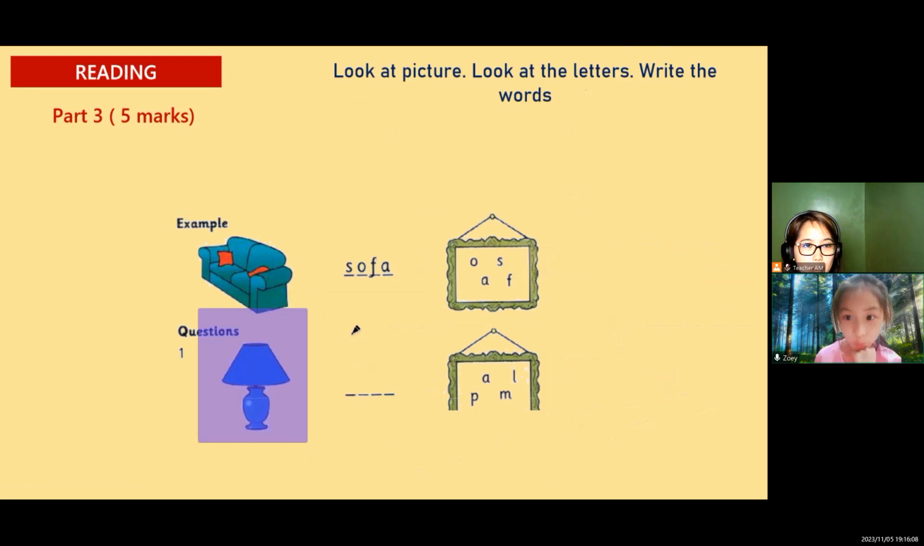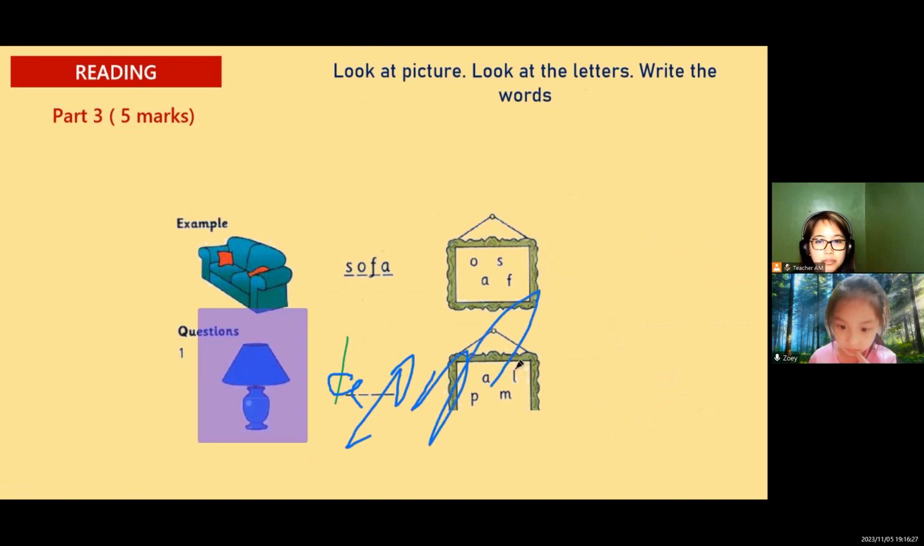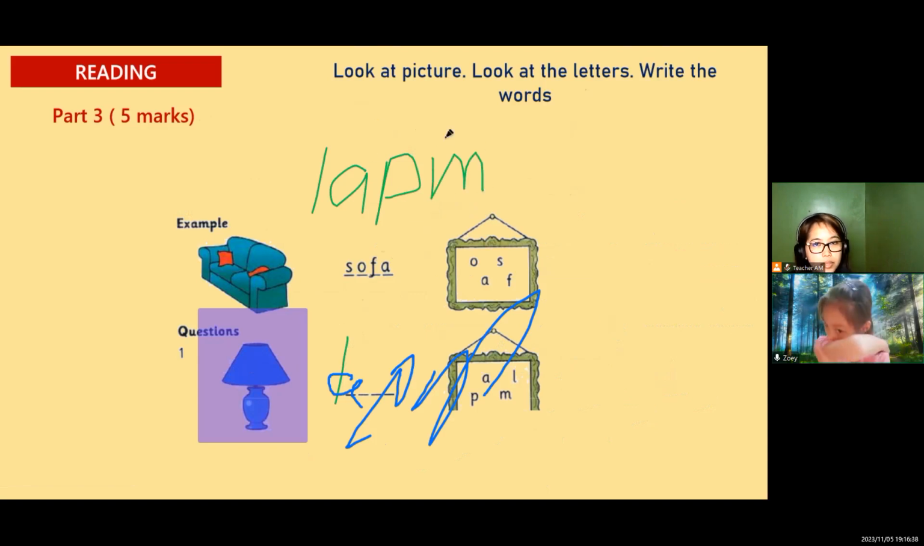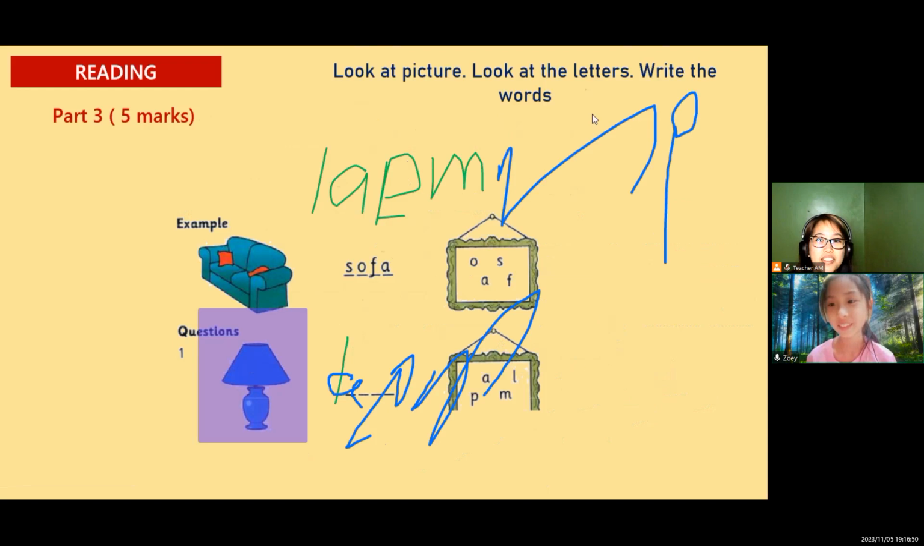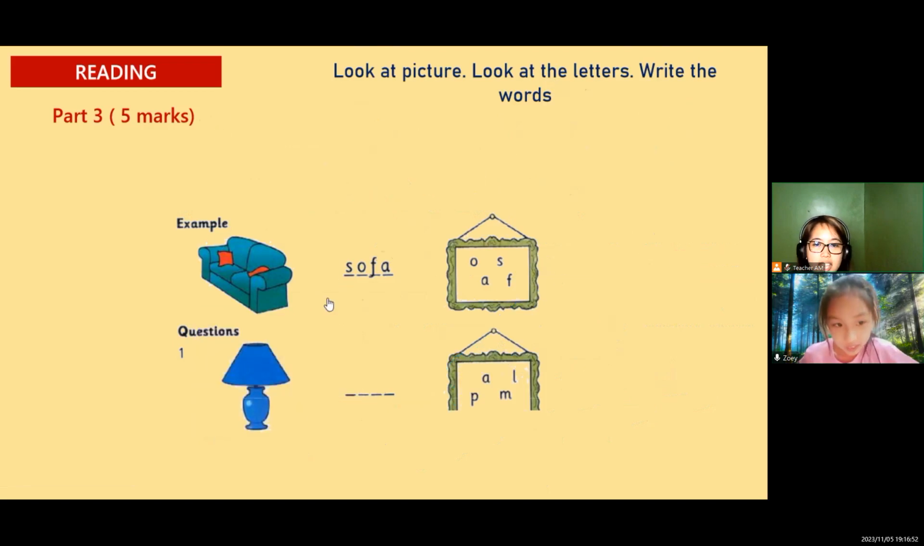Oh no. What? L. L. Very good. A. LAPM? No. What's your final spelling? LAPM. This one? No. Okay. MP. Very good, Zoe. Okay, say it again. Lamp. Lamp. Lamps.